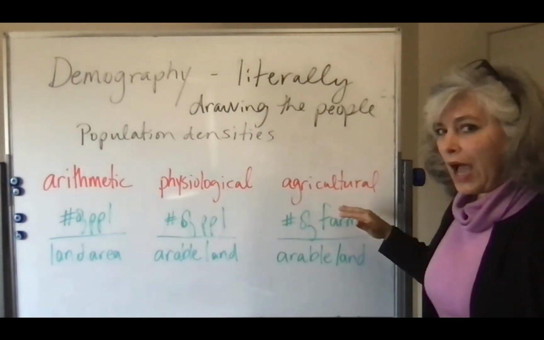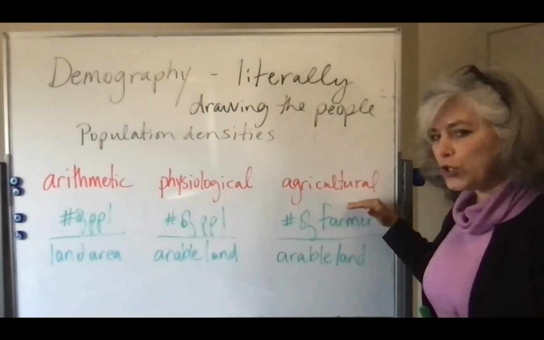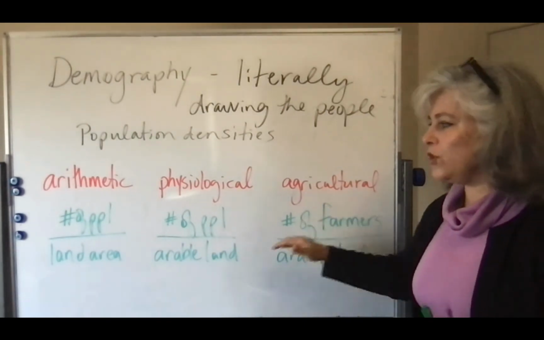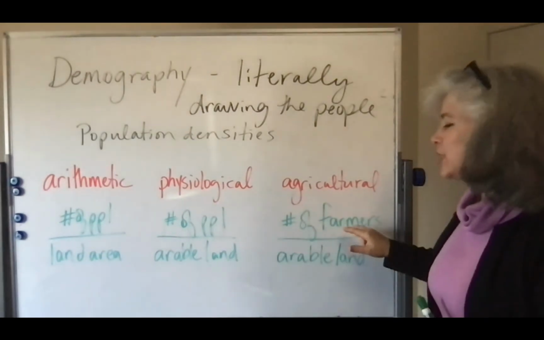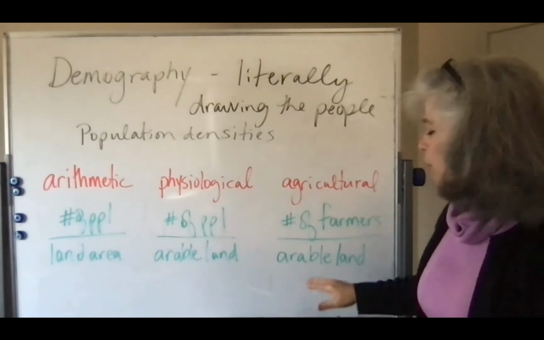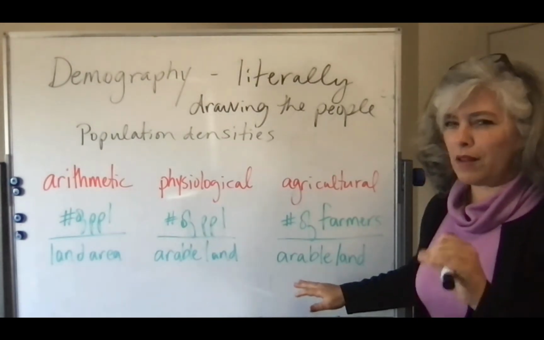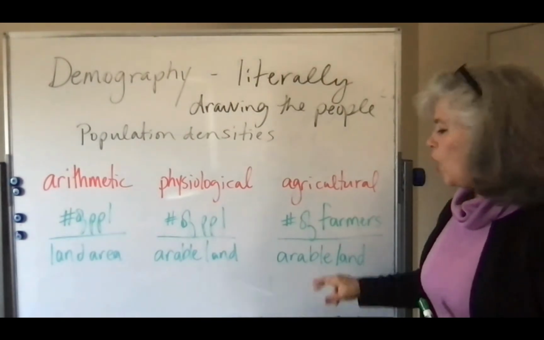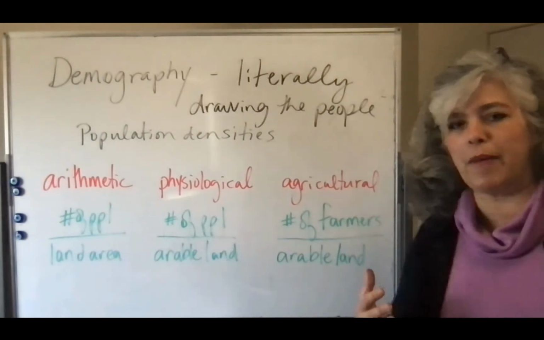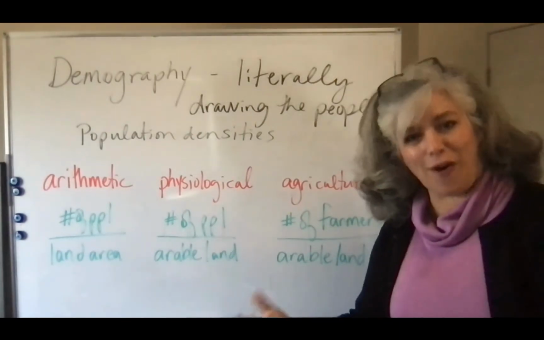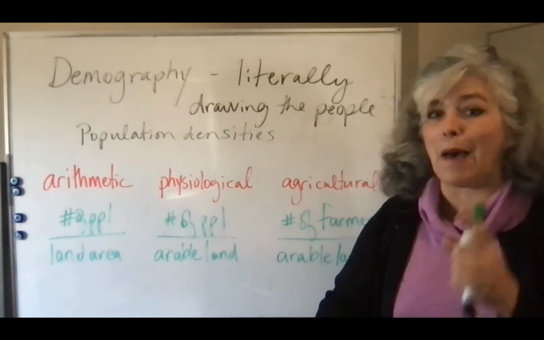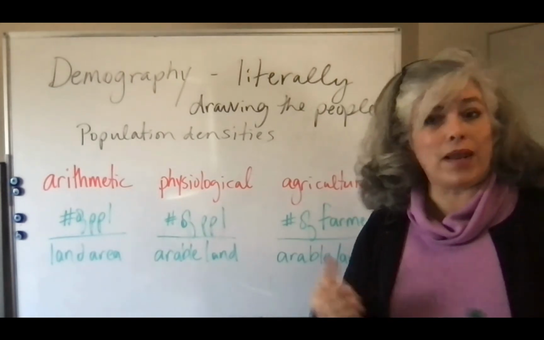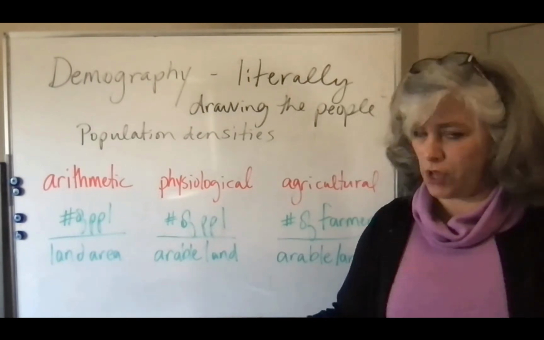But for the meantime, let me just explain that agricultural density, instead of looking at the total number of people in a population, you look at the total number of farmers per arable land. Now, let me clarify something here really quick. When we say farmers, I'm not talking about the people who actually own the farms. I'm talking about the people who work the land. That might be the landowner, but it might be a hired hand also.